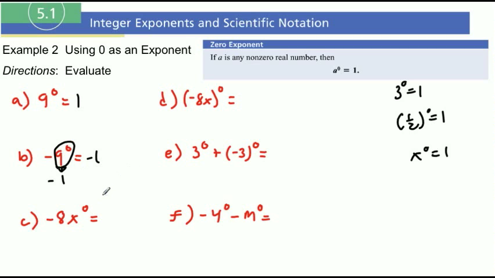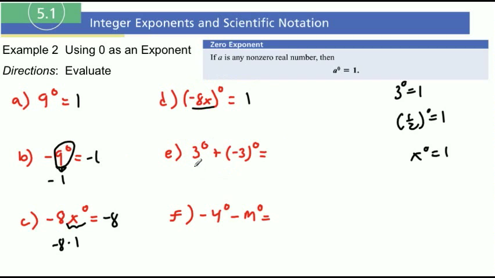Letter C. x to the power of 0, so this alone right here is 1, and then you have to multiply that by negative 8. So negative 8 times 1, negative 8. Now look at negative 8x to the power of 0. So now the entire base is negative 8x. That's what's being raised to the power of 0, which means the answer is just 1. So notice the difference between these two. The only thing that I'm raising to the power of 0 is just x. Here I'm raising negative 8x, the whole thing, to the power of 0.